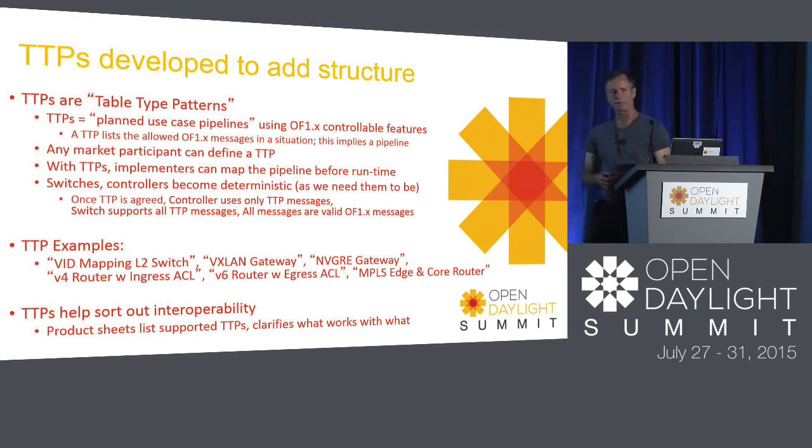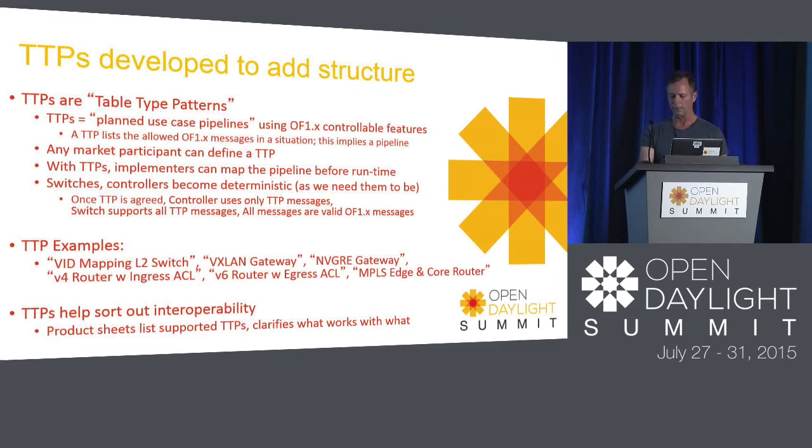Now, TTPs were developed to add structure, to reduce the excessive optionality that was in that space. TTPs are table type patterns. They're effectively like templates for what is being done on an OpenFlow interface. What are the tables that are going to be used? What are the matches that are going to be used on that table? And what are the actions that you can be expected to do?